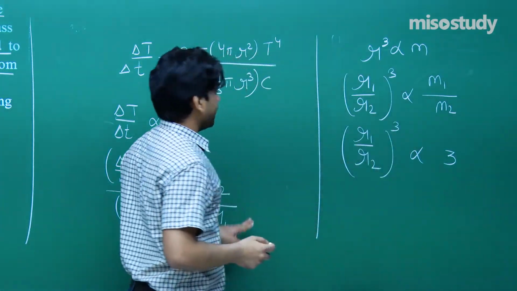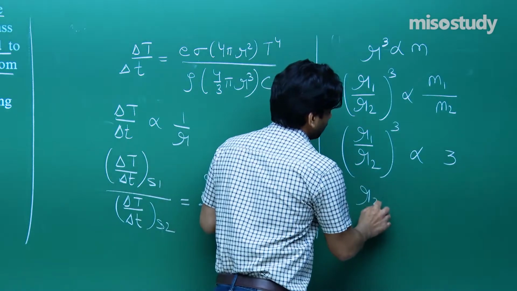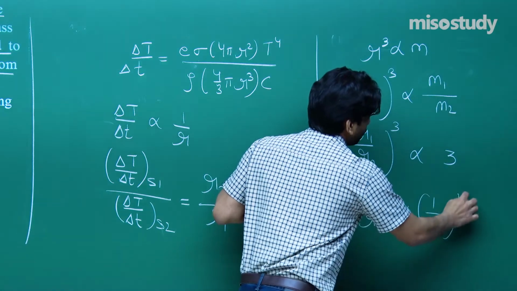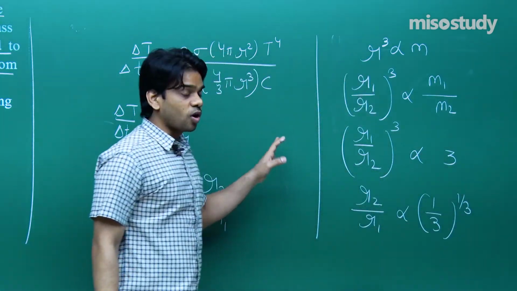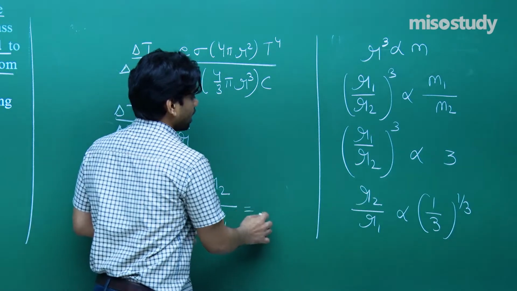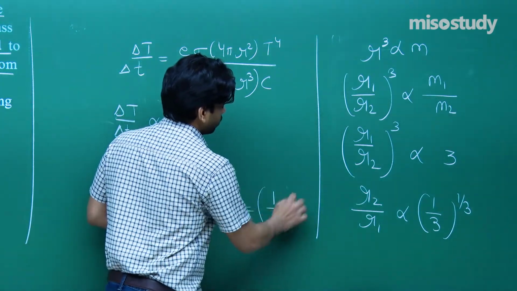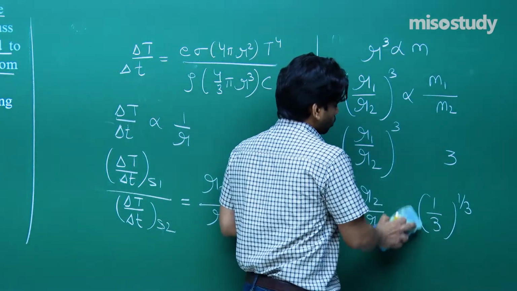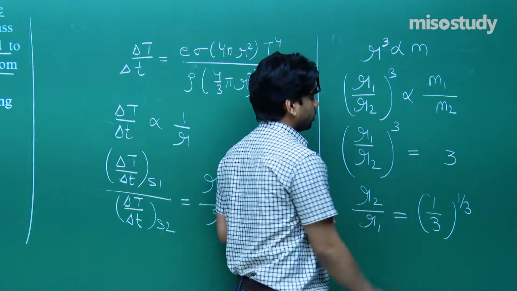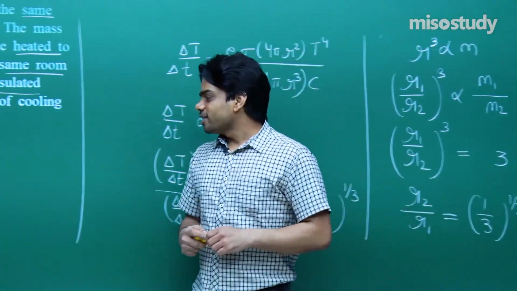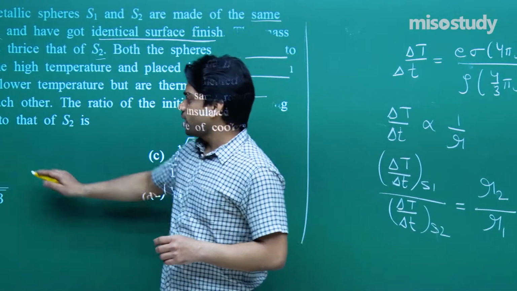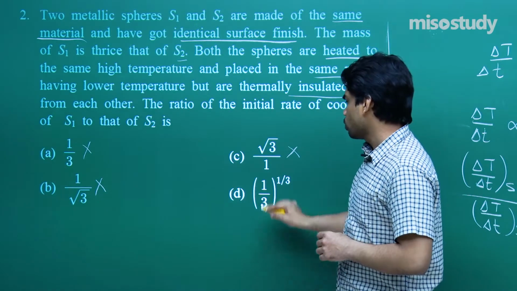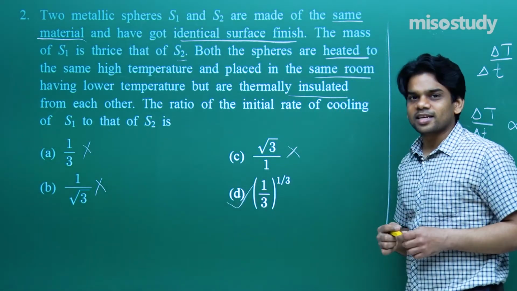Now r2 by r1 we need. R2 by r1 will be proportional to 1 by 3 to the power 1 by 3. This is what we can comment. So r2 by r1 is actually 1 by 3 to the power 1 by 3. From here you can equate without using proportionality to the value 1 by 3 to the power 1 by 3. Let's see which value fits with the solution. A, 1 by 3, no. B, 1 by root 3, no. Root 3 by 1, no. 1 by 3 to the power 1 by 3, that's the response we are getting.